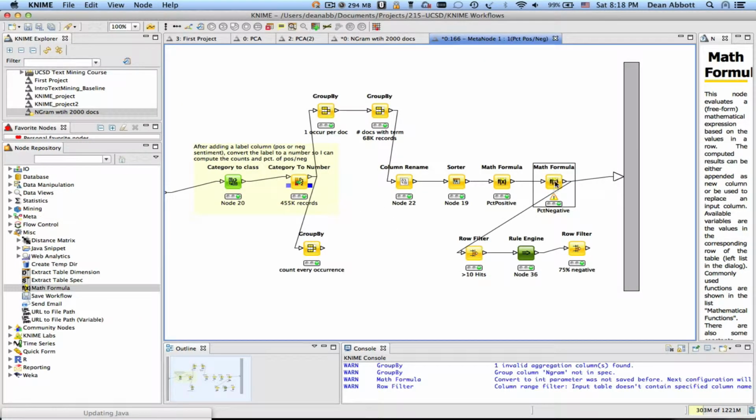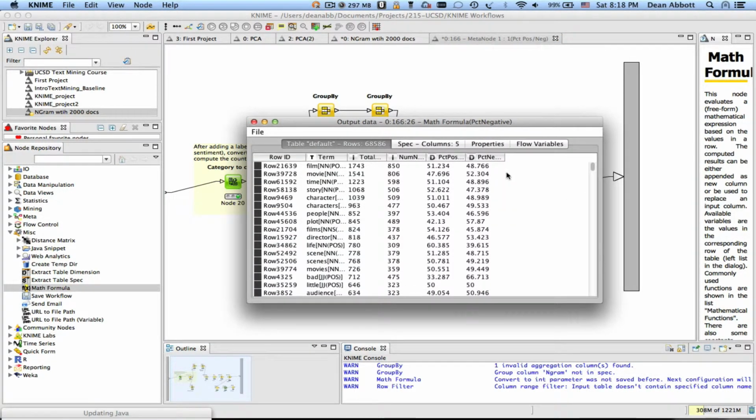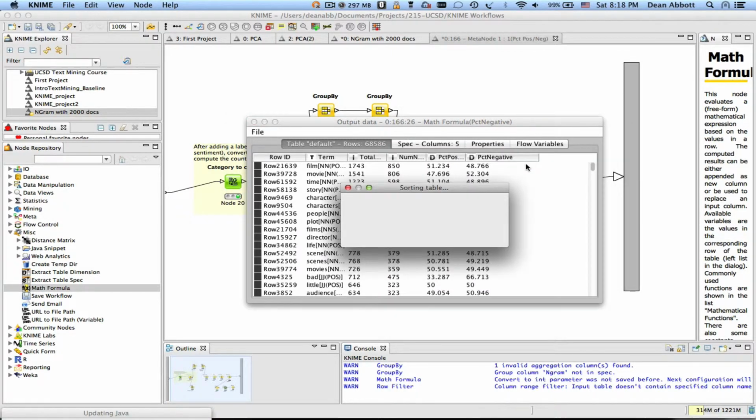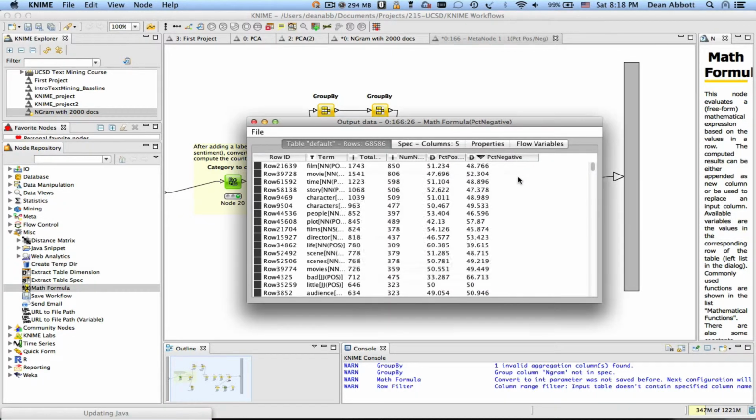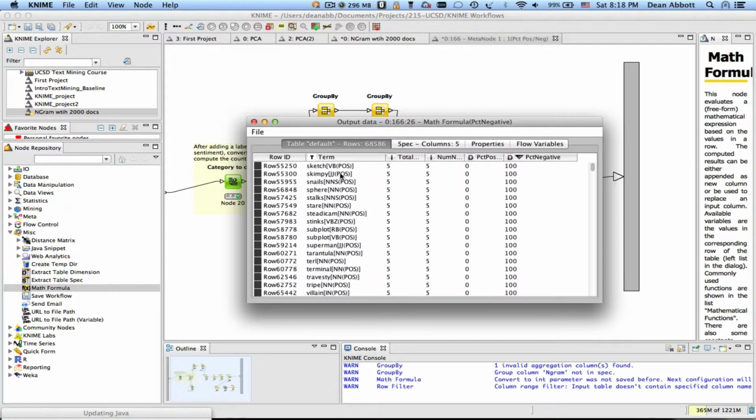The nice thing about this is at this point we get our percentages, and we get a number which is interesting and easy to interpret, a lot easier than some of the other metrics like F-tests and those kinds of measures. And you can sort here. I'm sorting by percent negative, and we can see a bunch at 100%. But some of these have very small counts: 5, 4, 3 counts. For example, skimpy, snails and sphere only occur 5 times. They're all negative, but it's only 5 times.